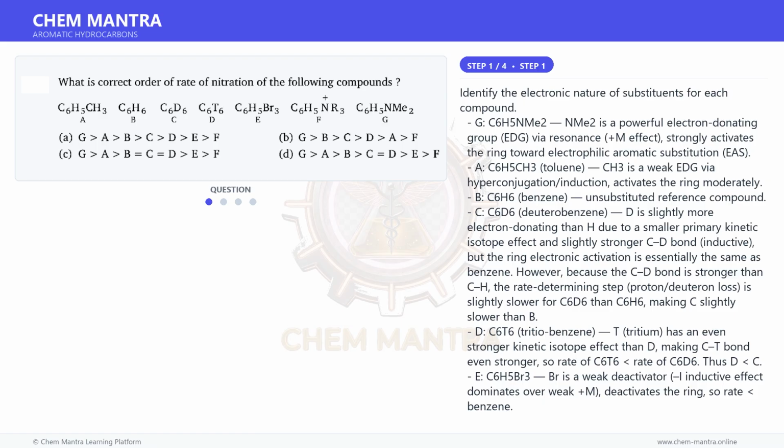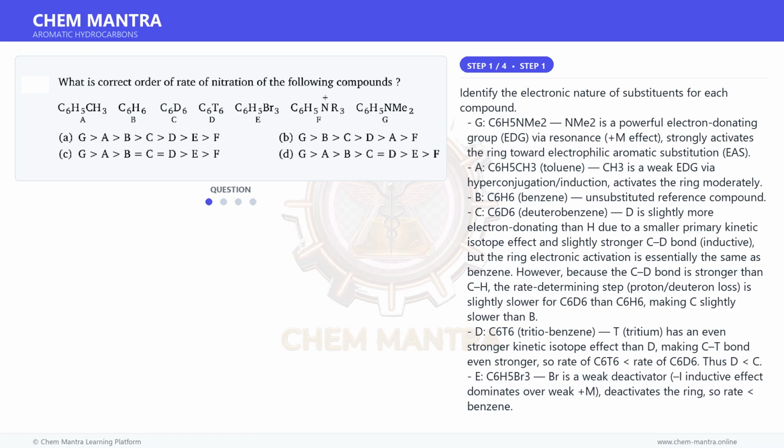D. C6T6, tritiobenzene, T, tritium, has an even stronger kinetic isotope effect than D, making the C-T bond even stronger, so the rate of C6T6 is less than the rate of C6D6. Thus D is less than C.